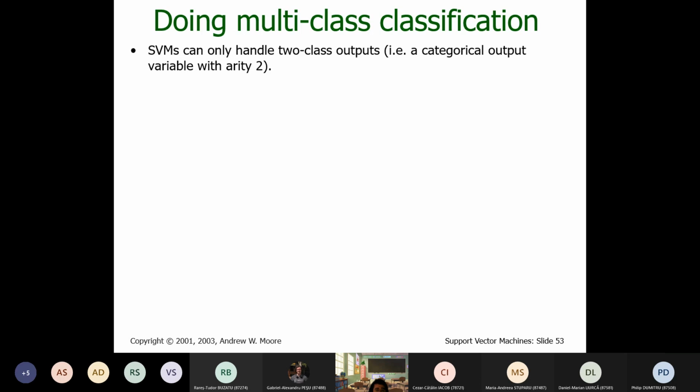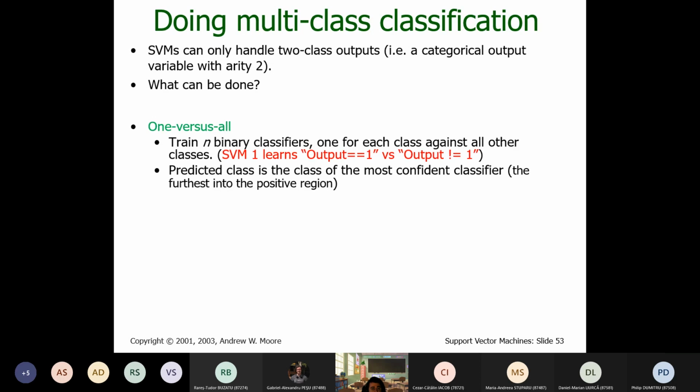As I showed you, SVM can only handle two class outputs, so a categorical output with arity 2. So if we want to do multi-class classification, we can try to apply the options that I told you in my last presentation, either to use one versus all or one versus one type of classifier, and then to apply different heuristics to make the final decision.